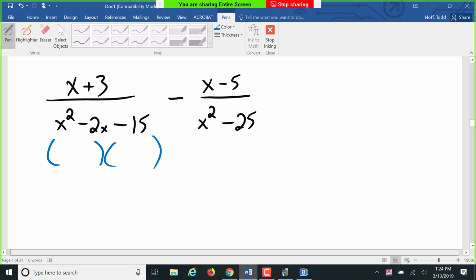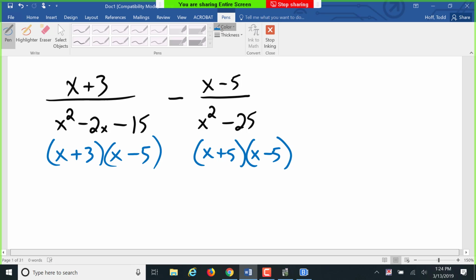X squared minus 2x minus 15 factors to be what? X and x, of course, for the x squared. What else? X plus 3 and x minus 5. Anybody have questions on where that factoring came from? Okay. X squared minus 25 factors to become x plus 5 and x minus 5. Good.